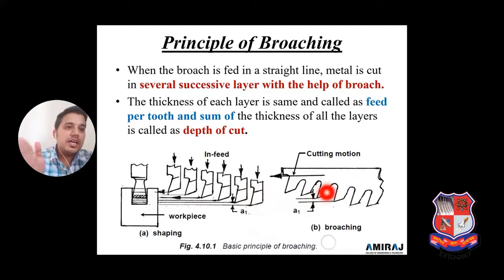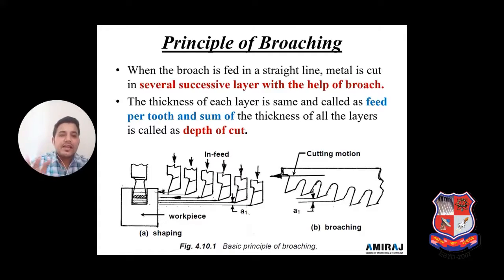So here, as for the cutting motion, we already observed this kind of cutter in the shaper machine, but at that time there was only a single x and y direction stroke, whereas here the teeth have different cross section areas. So here we conclude that the thickness of each layer is the same and is called the feed per tooth, and the sum of the thickness of all the layers is called the depth of cut.